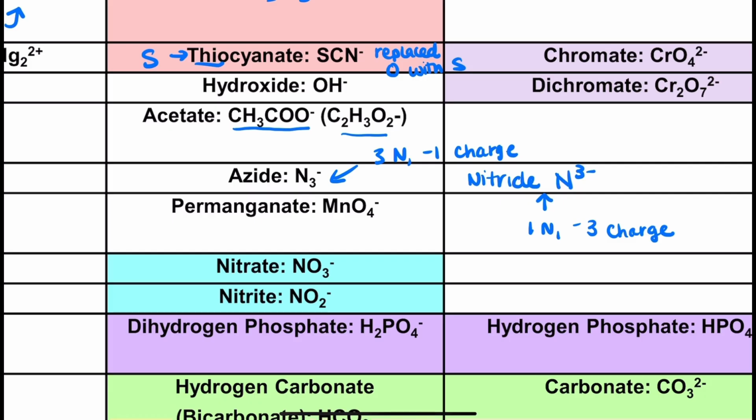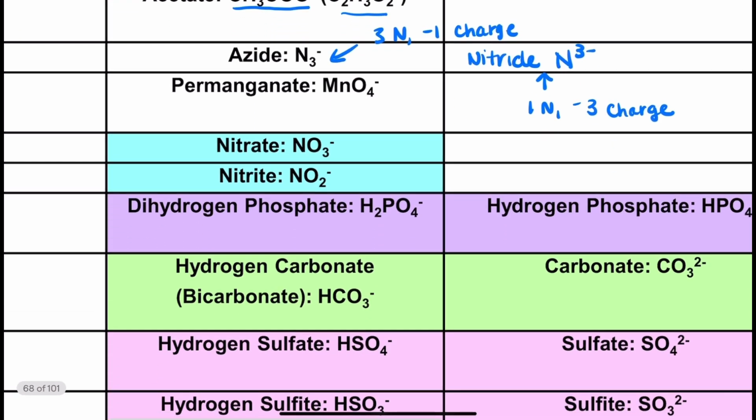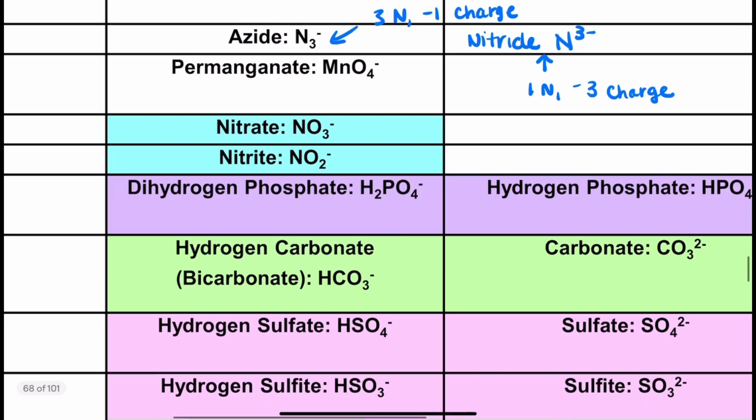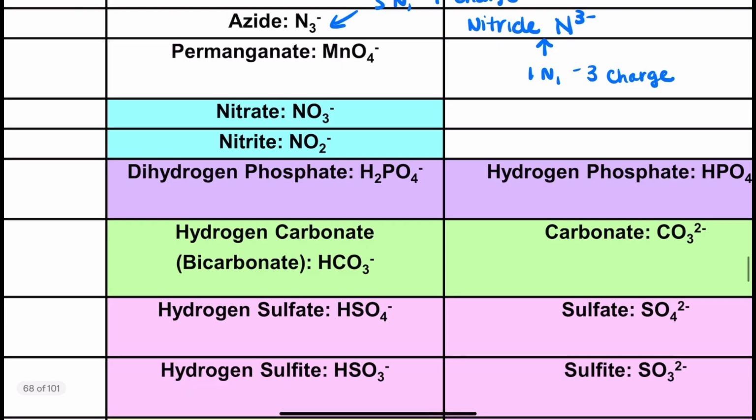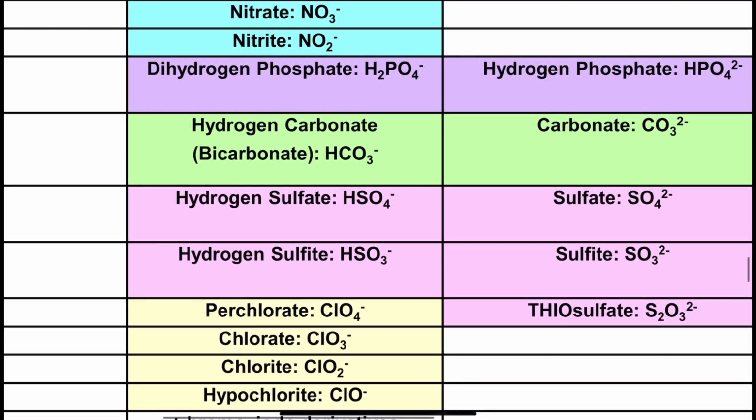Permanganate, MnO4 minus. Nitrate and nitrite, they have a -1 charge. You're going to see in a minute chlorate and chlorite also have a -1 charge. So people are going to mix up nitrates, carbonates, sulfates. There's a few different things you're going to mix up here, and you got to be careful about that. Nitrate and chlorate have a very similar structure.